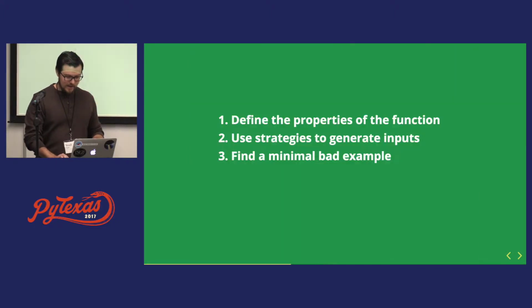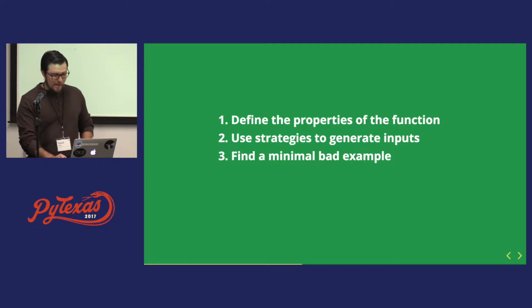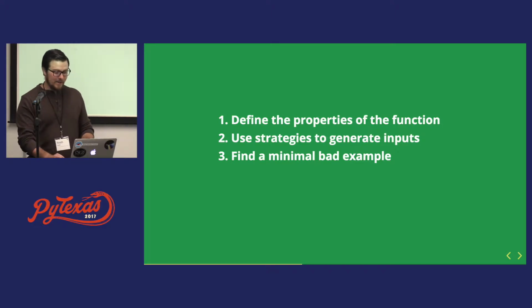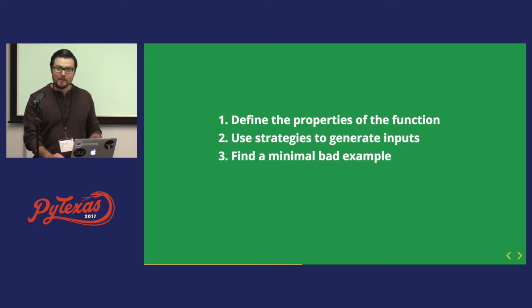So let's avoid that. We can use a standard approach for testing properties that looks something like this. First, we're going to define the properties of the function. We're going to use Hypothesis strategies to generate the inputs for the function. And then Hypothesis is going to do that last part for us and find a minimal bad example of where our code breaks. Just as an aside, I'm giving you a framework here, but be skeptical of frameworks in general. Just install it and see what you can get out of it.